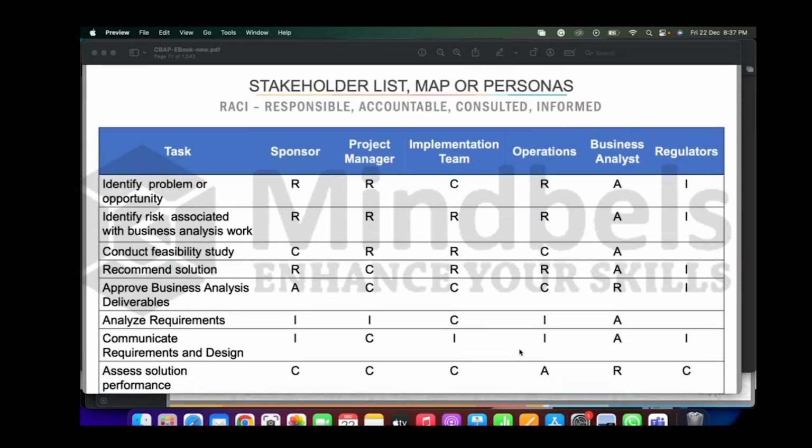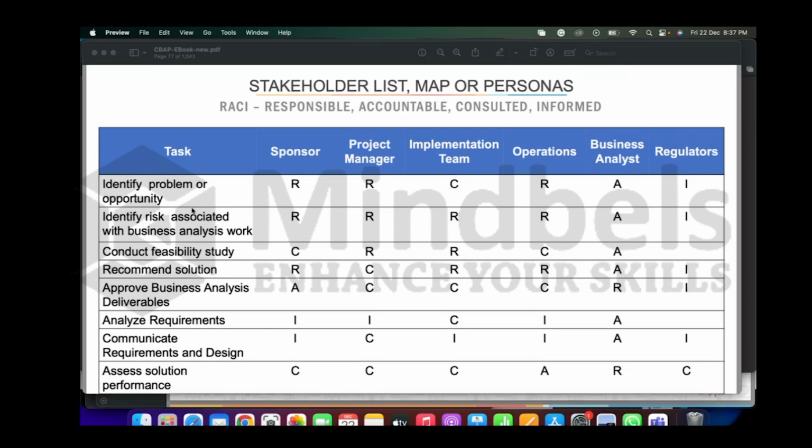Okay, now here is your RACI matrix in action. So here are some examples. We actually put it up. So, identifying a problem or opportunity.